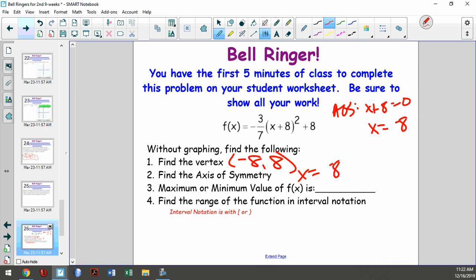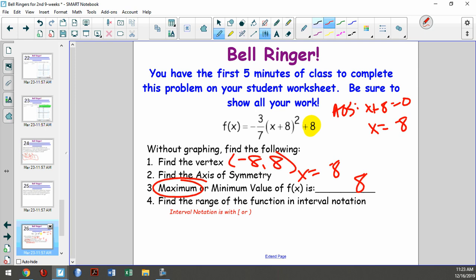Do I have a maximum or a minimum there? Why do I have a max? Because a is negative, so I have a maximum. And at what height is this value going to be? When I say height, I am talking about the k value that is going to be right here. So I'm going to have at 8 a maximum.